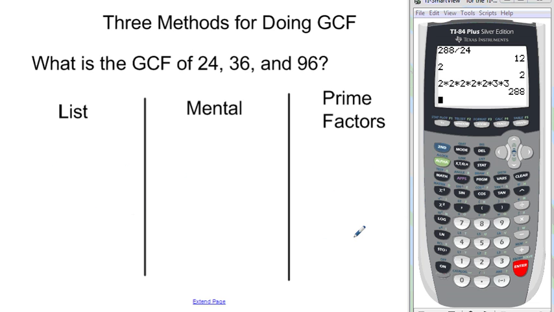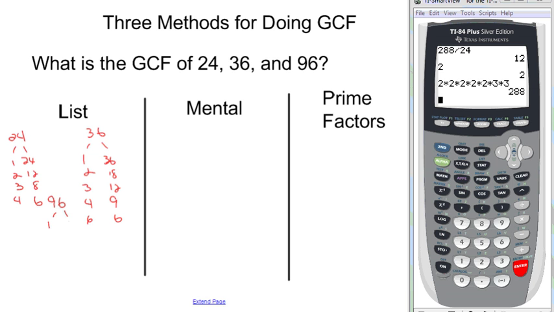Okay? So it takes a little practice. Let's try and do this for bigger numbers. What's the GCF of 24, 36, and 96? Well, if I did the list method, for 24, I get 1 and 24, 2 and 12, 3 and 8, 4 and 6. Bigger numbers have bigger lists. For 36, you get 1 and 36, 2 and 18, 3 and 12, 4 and 9, 6 and 6, right? Okay, let me see if I can fit the 96 in here nicely.